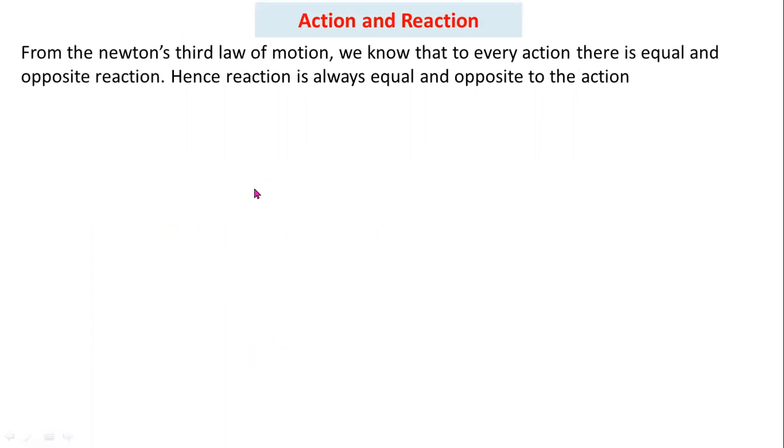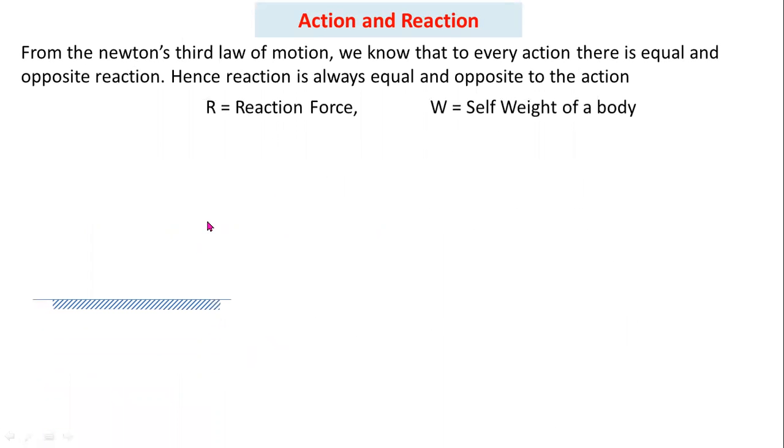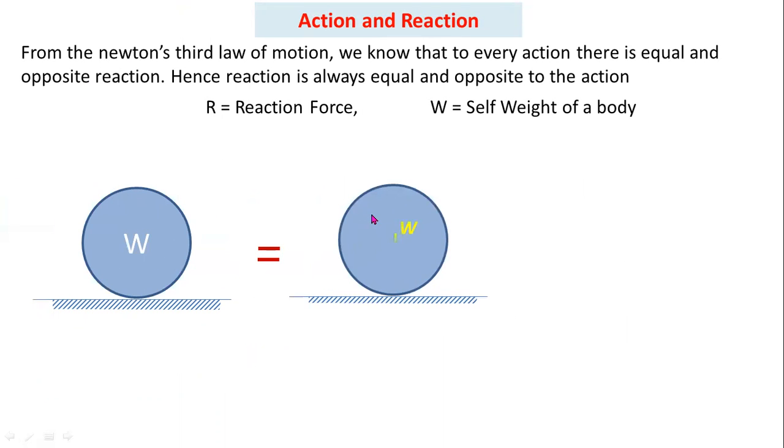Before going to the problems, first of all, you have to know the fundamentals about Newton's third law. For every action, there is an equal and opposite reaction. So here you can observe this is a horizontal support and this one is a body. W is the self weight of the body. For our problems, we have to consider this self weight as a vertically downward force. So this W is an action force.